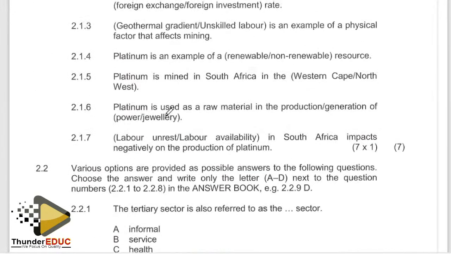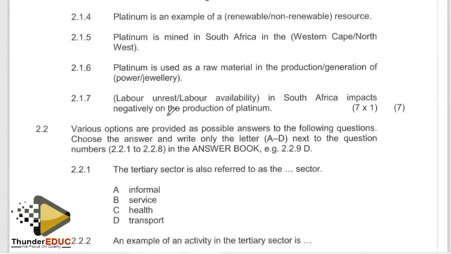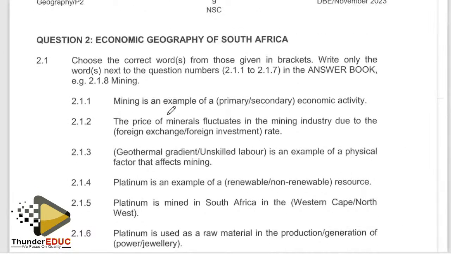We go to question 2. So we are done with question 1. Question 2 says, mining is an example of which sector? Obviously, it's the extraction of raw material, of minerals from nature. So it becomes a primary sector.